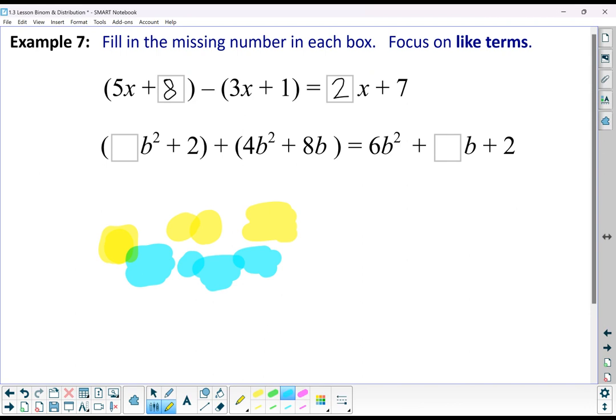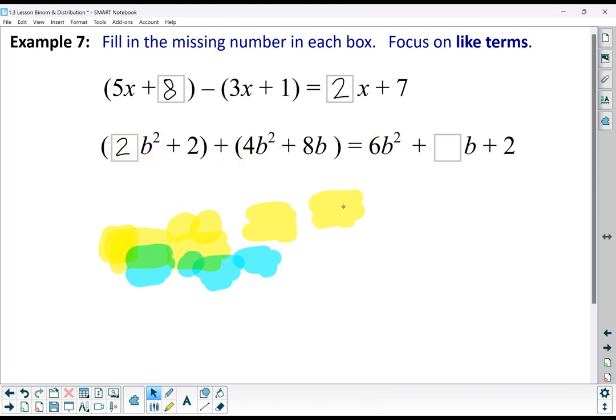Okay, so on this one, I can see some terms that have b squared, some terms that just have a b, and I can see some constants. So I'm going to highlight all of the b squareds. So for all of the b squareds, it looks like I have a mystery number of b squared plus 4b squared is equal to 6. So that must be 2, because 2 plus 4 gives me 6.